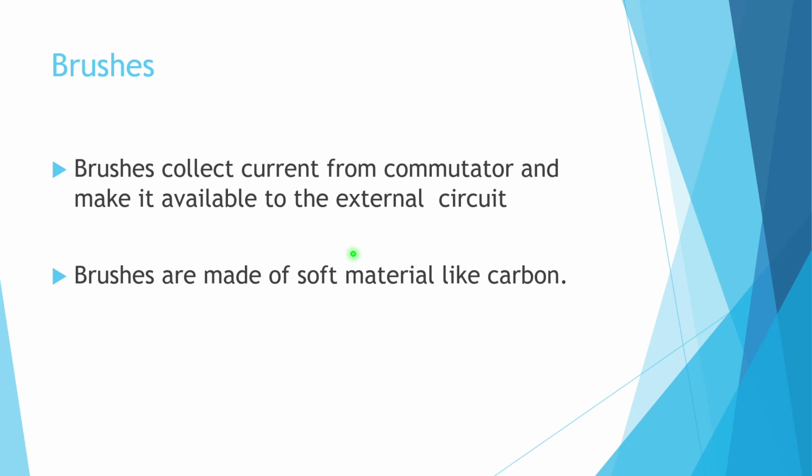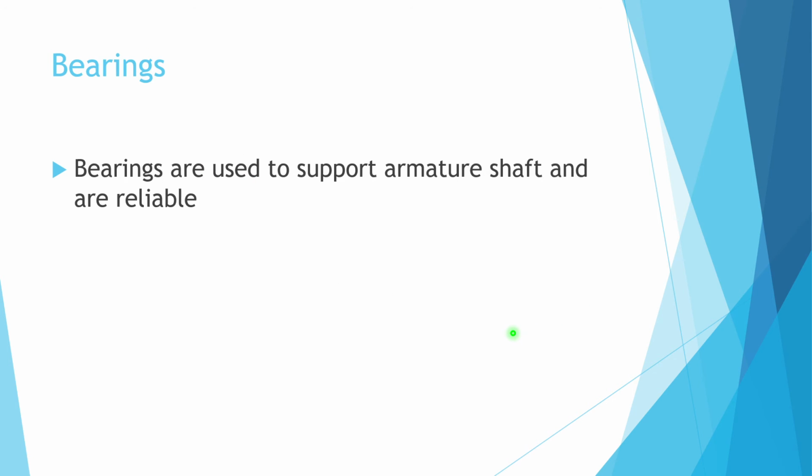Next come brushes. Brushes are stationary and they rest on the surface of the commutator. To collect current from the commutator and make it available to the stationary external circuit, the brushes are used. Generally, they are made of soft material like carbon. Next is bearings. Bearings are used to support the armature shaft and they are highly reliable.